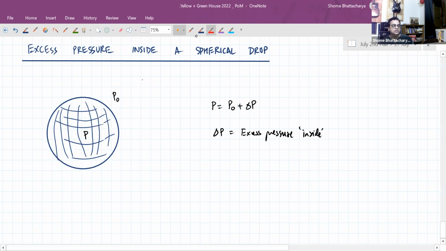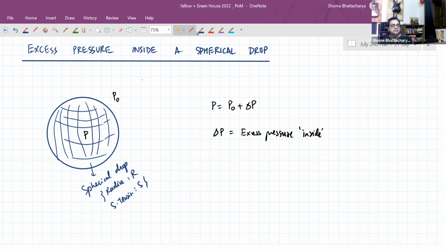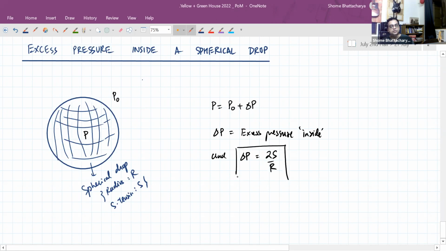So if this particular spherical drop has a radius of r and the surface tension of the liquid is S, then this excess pressure is given by the formula 2S by R. Okay, we will quickly discuss the derivation of this formula also. But for you, more important is knowing the formula and learning to apply it in different situations, which we'll discuss.